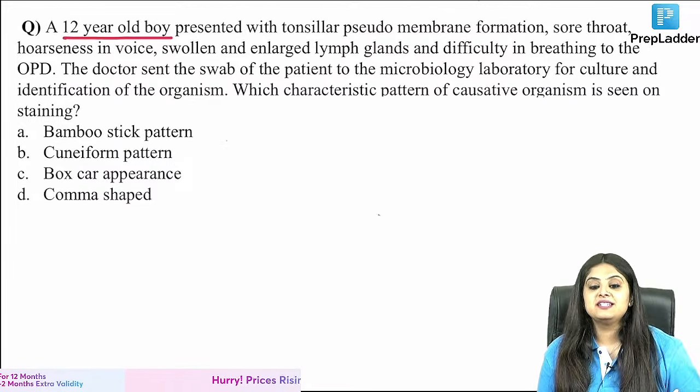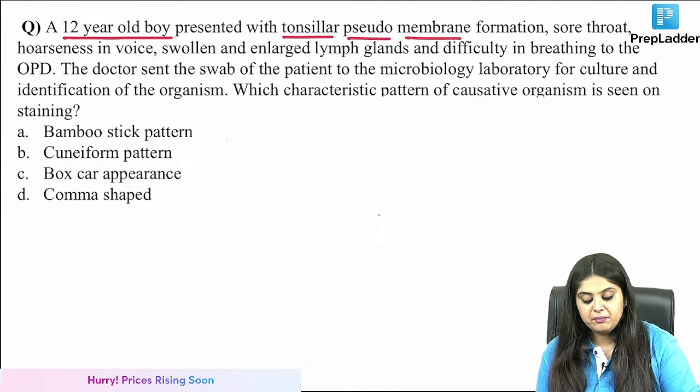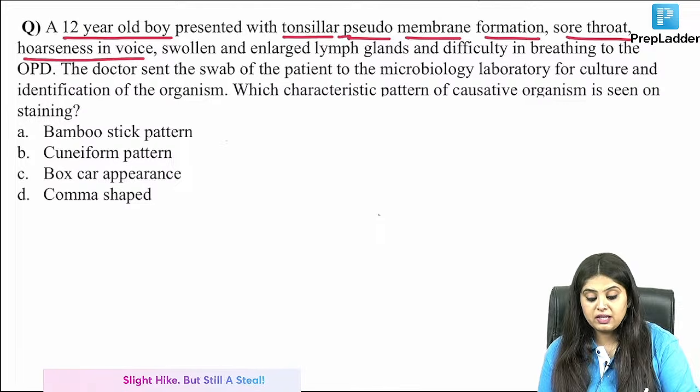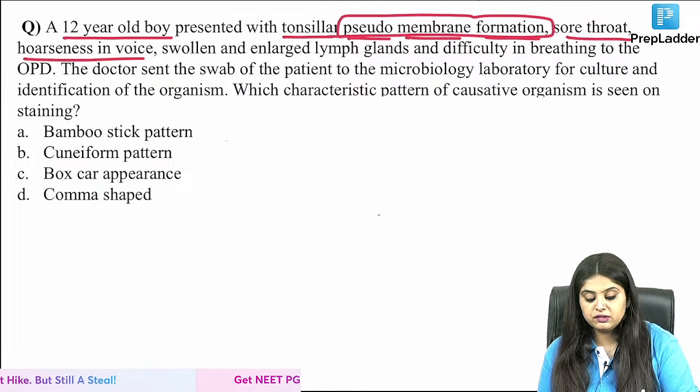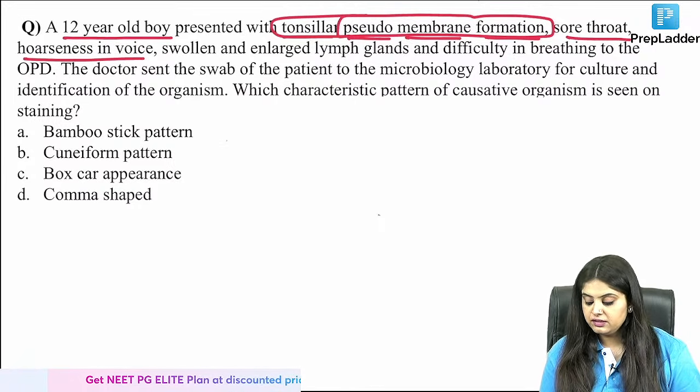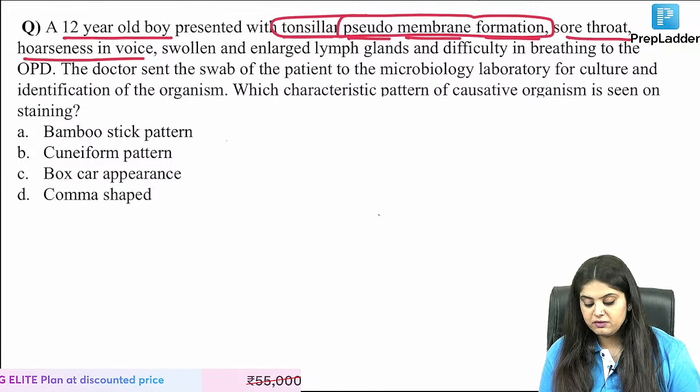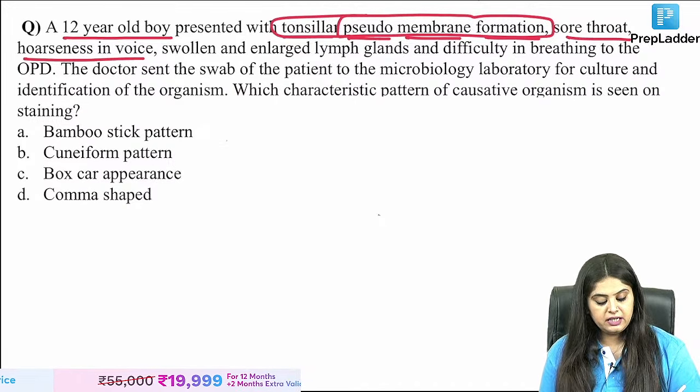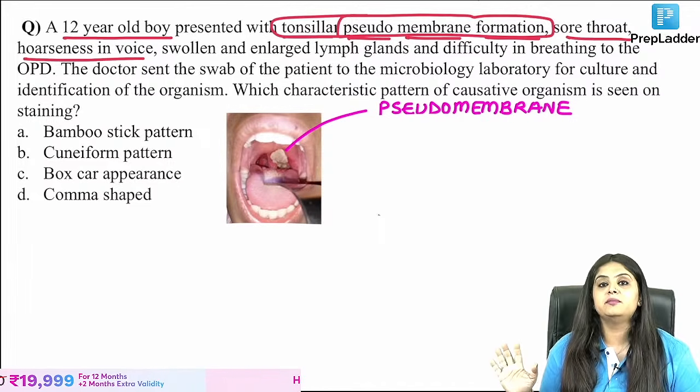A case presented with tonsillar pseudomembrane formation, sore throat, and hoarseness in the voice. You might want to answer only on the basis of tonsillar pseudomembrane. Tonsillar pseudomembrane is going to be what? Ma'am, I think it is a case of Corynebacterium diphtheriae.